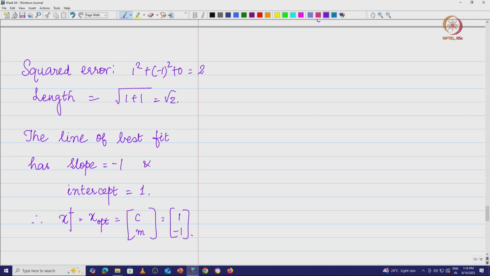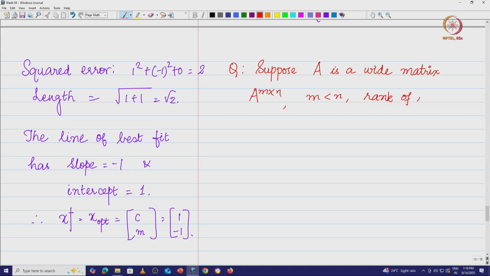Now, let us look at another question. Suppose A is a wide matrix. In this case, we took A to be a tall matrix. Now, what we will do is we will take A to be a wide matrix, right. Let us say A is m by n, where the number of rows is less than the number of variables, and we are going to take the rank of A to be equal to m, right.